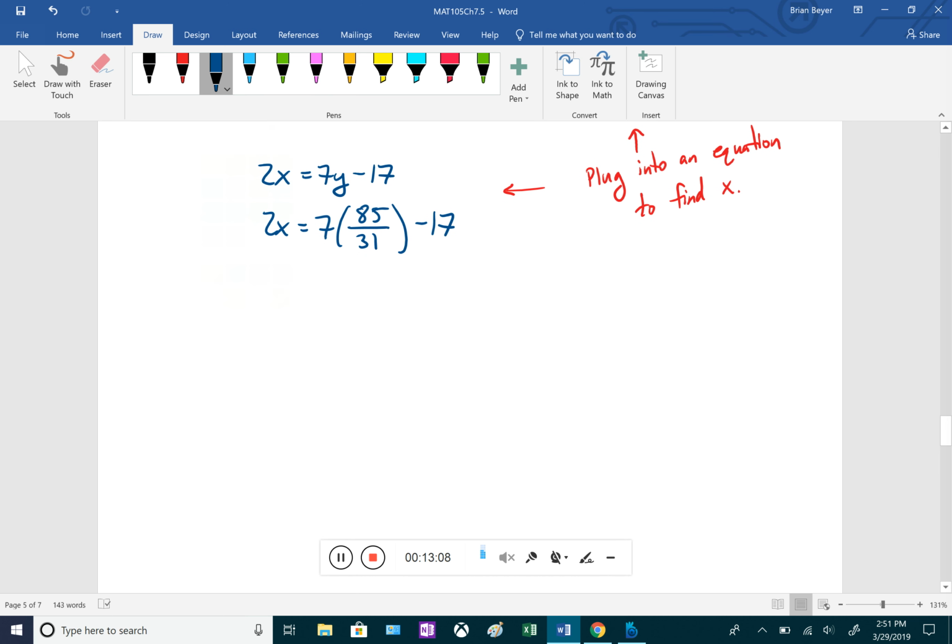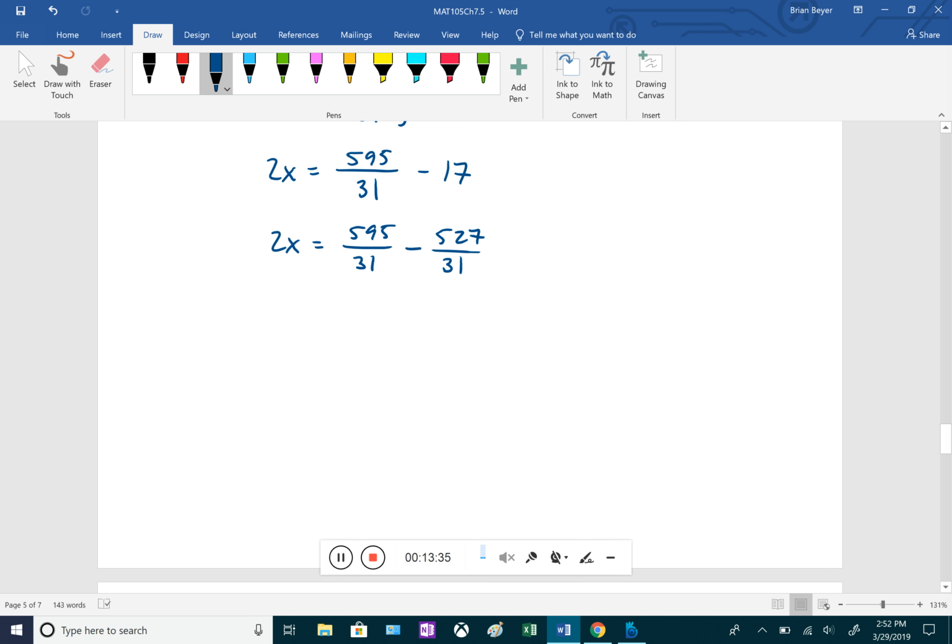So 7 times 85 gives us 595 over 31 minus 17. Getting a common denominator of 31, that's going to be 595 over 31. 17 becomes 527 over 31, getting a common denominator. So subtracting these gives us a little bit better of a number. It gives us 68 over 31.